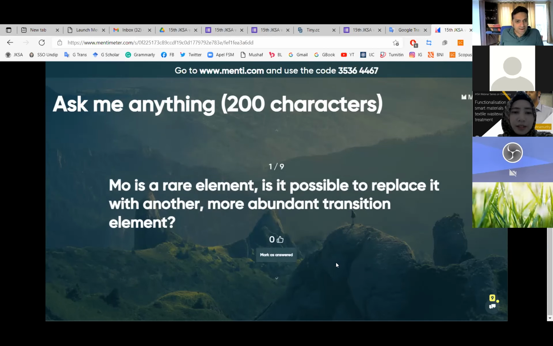Okay, next. Mo is a rare element. Is it possible to replace it? No, I don't think Mo is a rare element. Molybdenum sulfide is an earth-abundant system. We are not working on Mo metal. We are working on MoS2 as composites. It's earth-abundant, non-toxic and easily scalable.